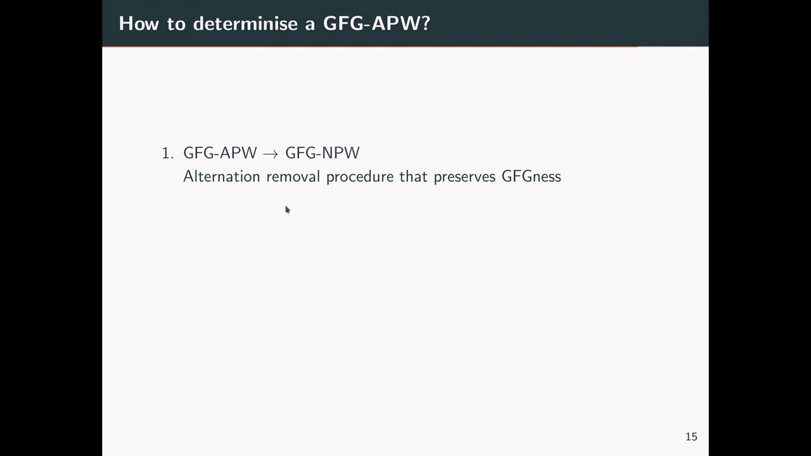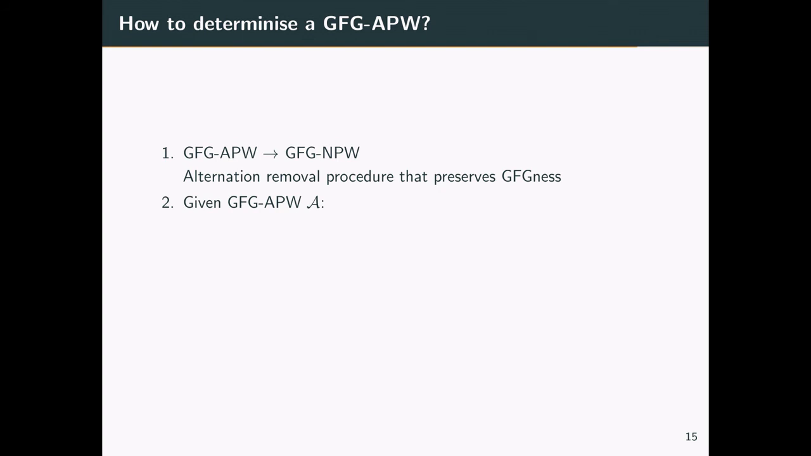So this is a procedure that takes an alternating parity automaton, turns it into a non-deterministic parity automaton, and the output automaton is good for games if and only if the initial automaton is good for games. Now this is based on existing alternation removal procedures, but it has to revisit them to make sure that they preserve the good for gameness status, so you have to be slightly careful in the details of this transformation.